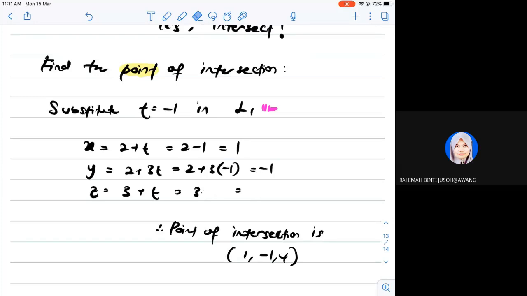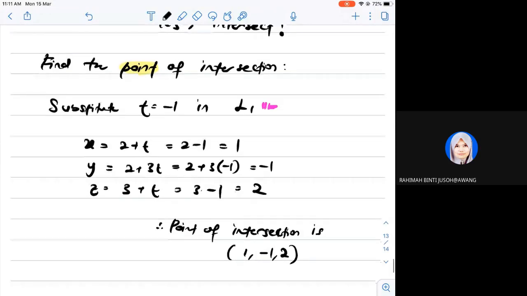Minus 1. So you all can get 2, isn't it? 1, negative 1, 2. Is that right, guys? 1, negative 1, 2. Alright. So this is the point of intersection.